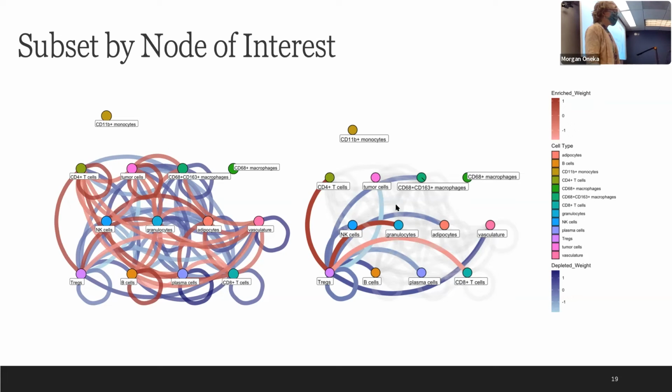Hey Morgan, a question came in, before you get too much further. Dana asked, sorry if I missed this in the single patient plot, but can you explain the enrichment depletion versus positive negative values within the enrichment depletion?